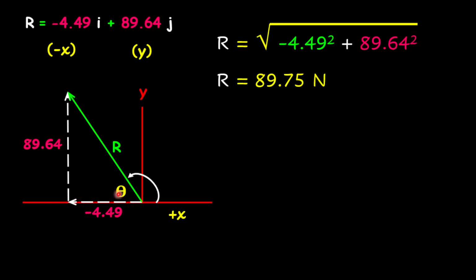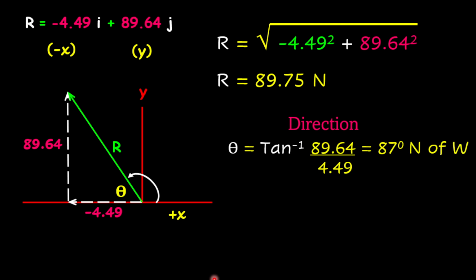Now I want to find our direction, so I want to find this angle. That's the easiest angle to find because we do not know what angle is here. To find that angle, we simply use tan, because we're going to use opposite over adjacent. So the angle is equal to the inverse tan of 89.64 divided by 4.49. Again, we do not need to use the negative sign at this point, because we just determine the direction or the unknown angle. So you could take the negative sign out. As a result, you get 87 degrees north of west.